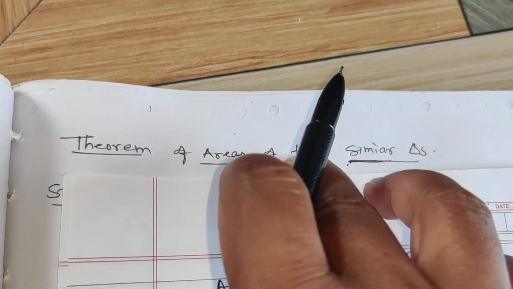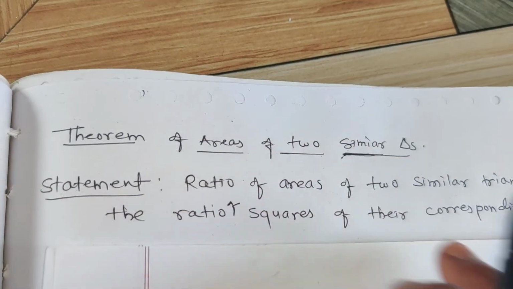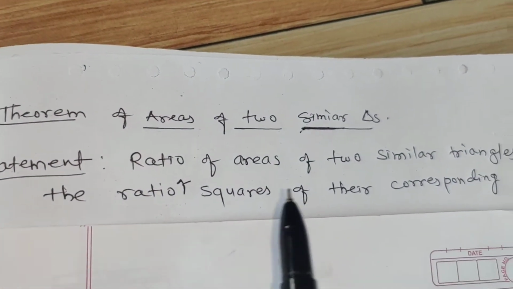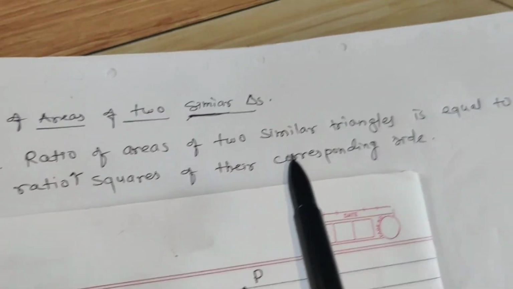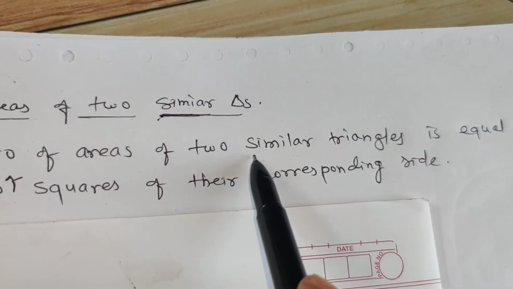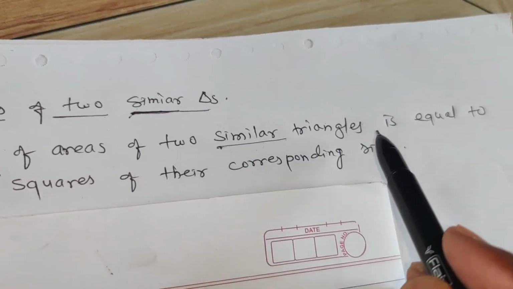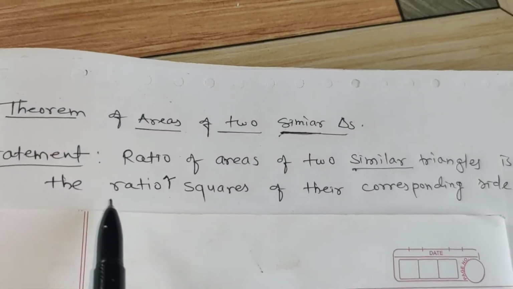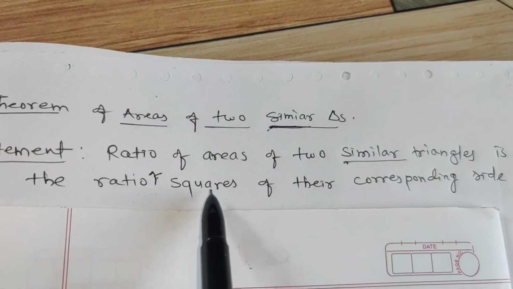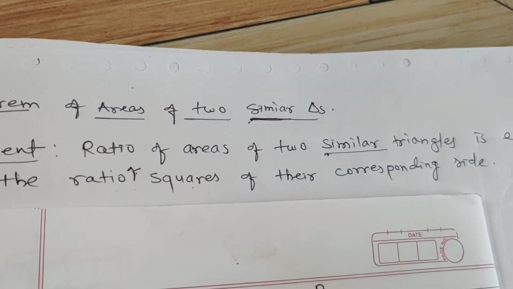Keep in mind, the statement of this theorem is: the ratio of areas of two similar triangles. Again, the word similar is very important here. The ratio of areas of two similar triangles is equal to the ratio of squares of the corresponding sides.